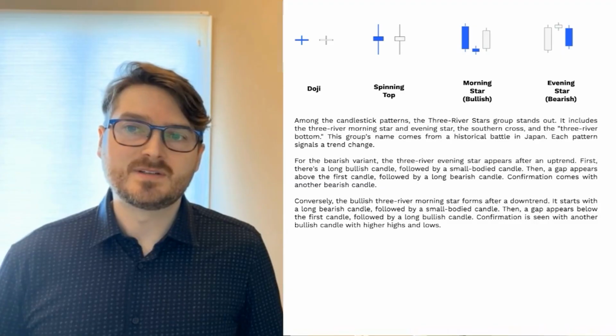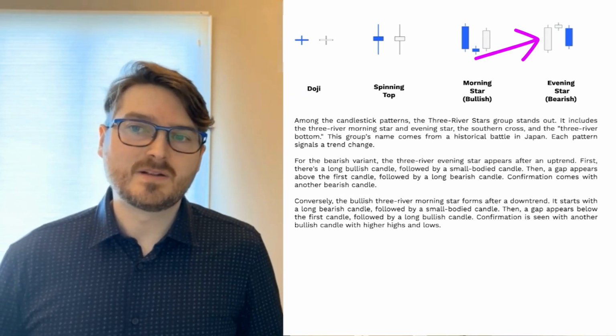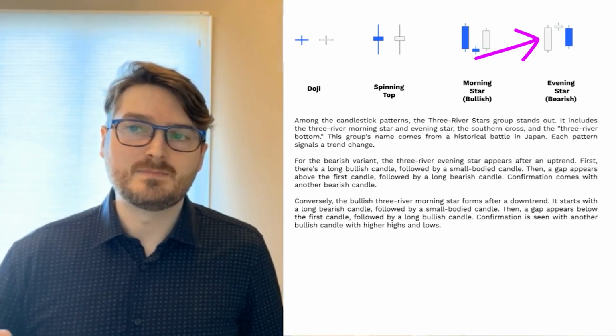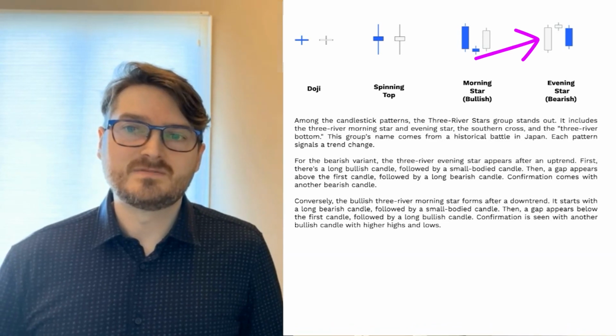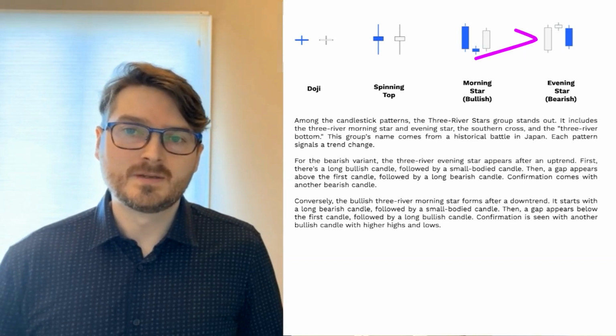For the bearish variant, the 3 river evening star appears after an uptrend. First, there's a long bullish candle, followed by a small-bodied candle, or doji/spinning top. Then a gap appears above the first candle, followed by a long bearish candle. Confirmation comes with another bearish candle.